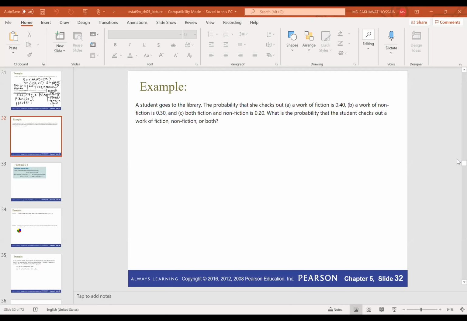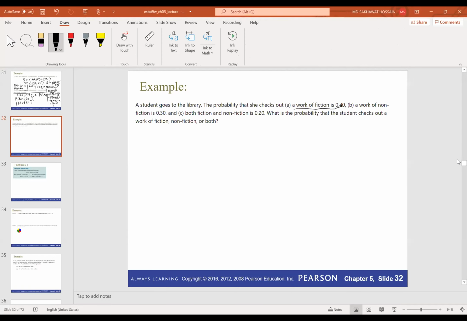Okay, so in the last class, we were going over the probability distribution for the discrete random variable. So we'll go over some more examples. This example is: a student goes to the library. The probability that she checks out a work of fiction is 0.40. Part B: a work of non-fiction is 0.30. And both fiction and non-fiction is 0.20. What is the probability that the student checks out a work of fiction, non-fiction, or both?